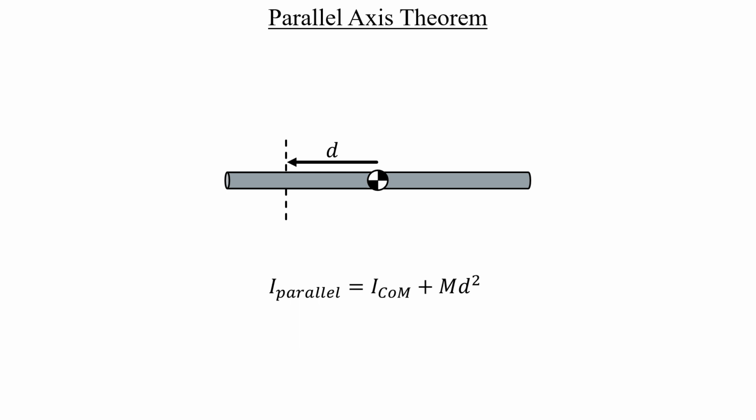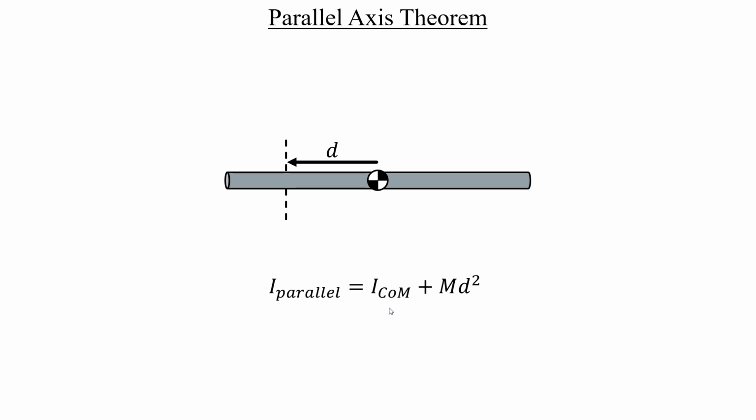Now, just a small warning here, this is going to be a little wordy, but I'll try my best to make it straightforward. The theorem below states that the moment of inertia about a rotational axis that is parallel to a rotational axis that goes through the object's center of mass is equal to this sum on the right. And what are these two terms?